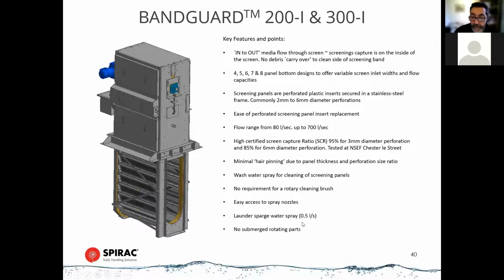Of course, we need a launder spray bar, usually 0.5 liters per second, but it depends on the flow for the spray nozzles in the screen, depending on the size of the screen. Normally require 3 bar pressure as a minimum, and usually has to be either potable water, or you can use final effluent, provided it's screened to about 500 microns. Again, no submerged parts, so nothing much to wear at the bottom of the screen other than the guide tracks, which are, again, easily replaceable and can be kept in stock.